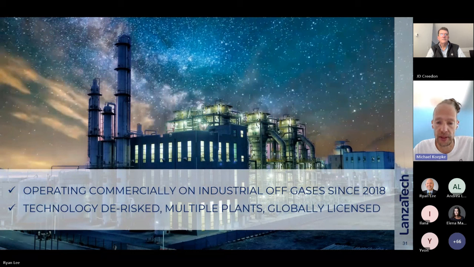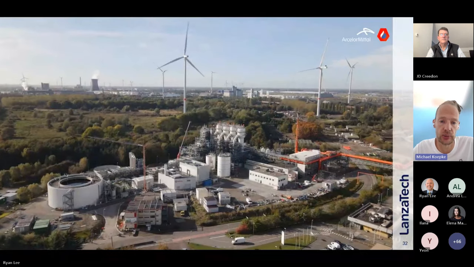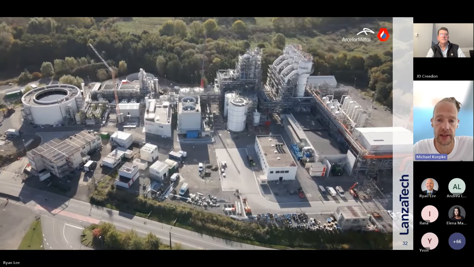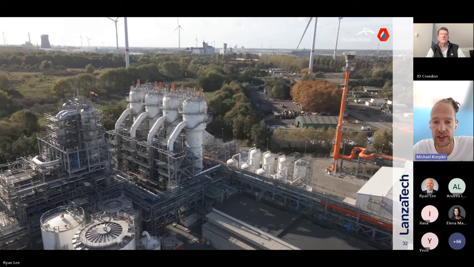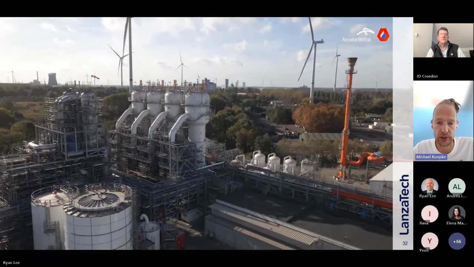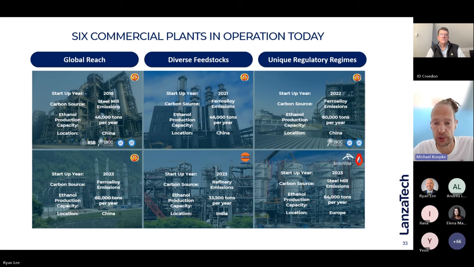Meanwhile, we have multiple plants. On the next slide, this is one of our most recent plants in Europe, in Ghent. It's next to a steel plant of ArcelorMittal. Just to give you a sense of the scale of the process, it's about 750,000 liter bioreactors that you can see here, where the process happens. And on the next slide, we now have 6 of these commercial plants.